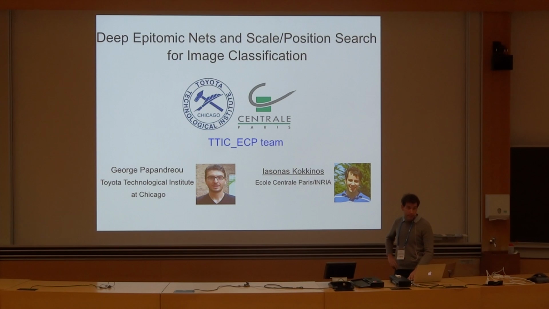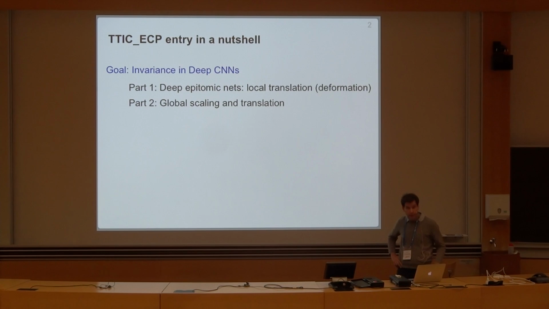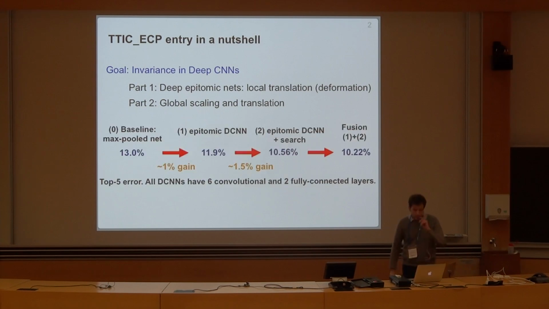So our entry in a nutshell is about exploiting invariance when doing classification and introducing this in deep convolutional nets. So we have two parts in this work. One is about having invariance to local transformations, so you can understand this as non-rigid deformations. And the second part of the talk is about global scaling and translation, and how to deal with it when training deep convolutional nets.